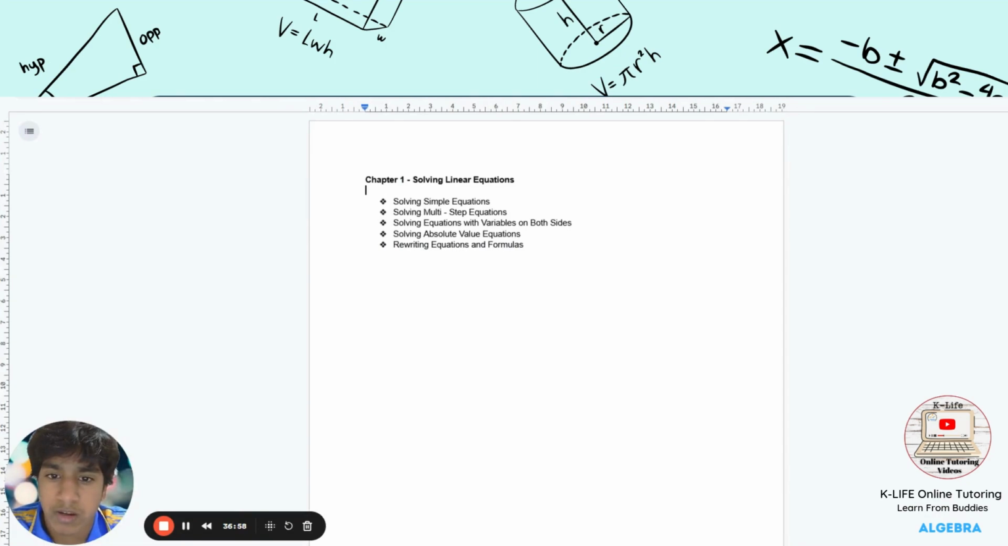So we have completed this lesson on solving simple equations. Next time when we meet, we're going to be solving multi-step equations.